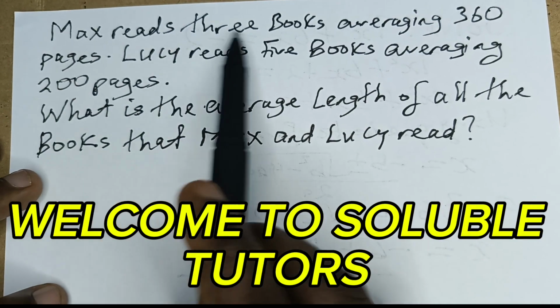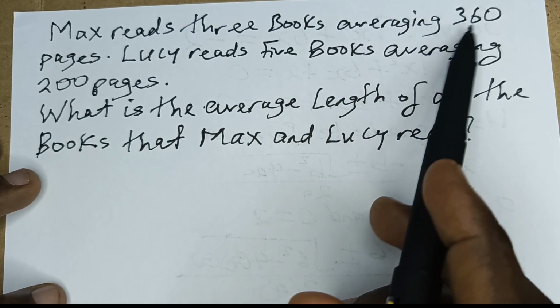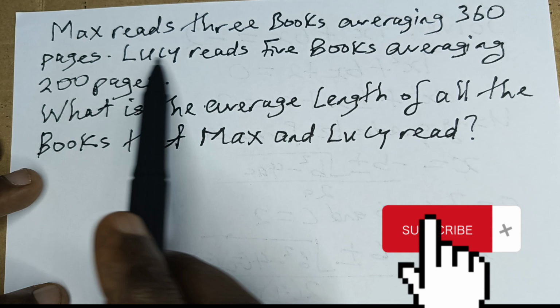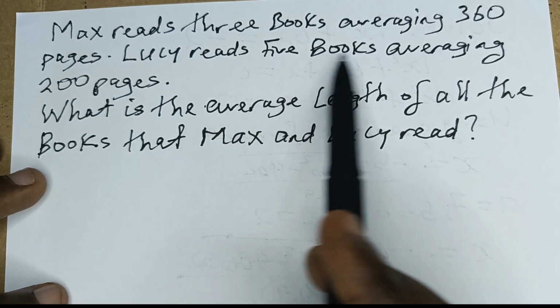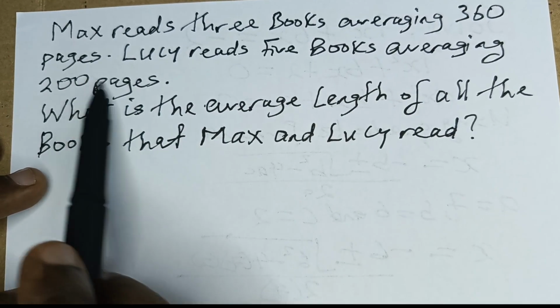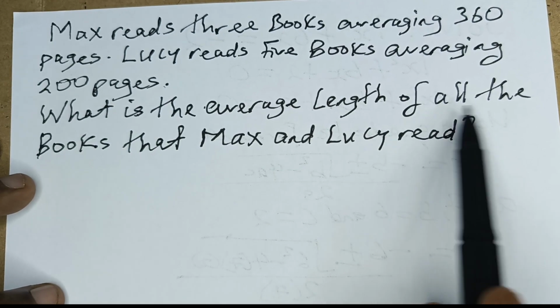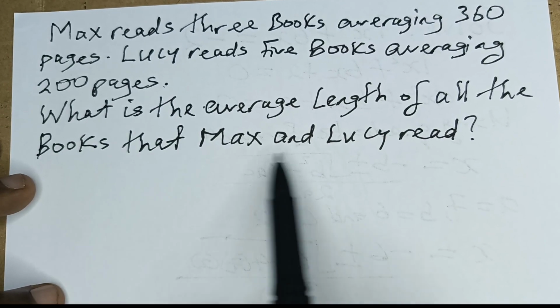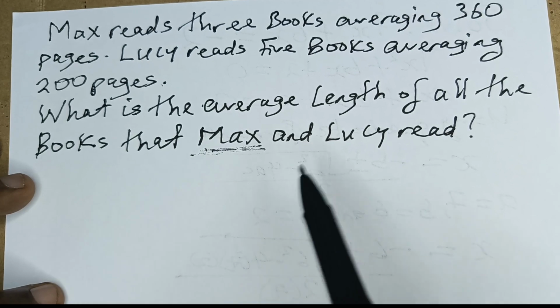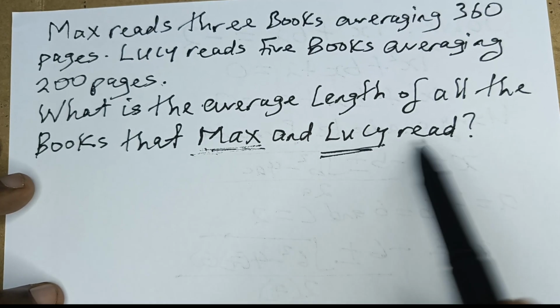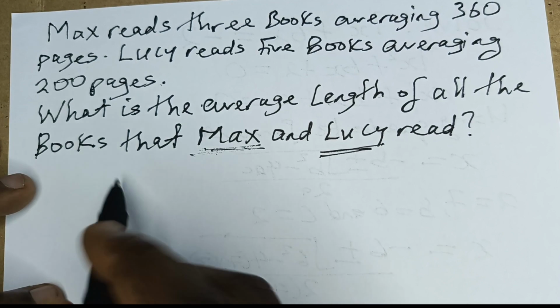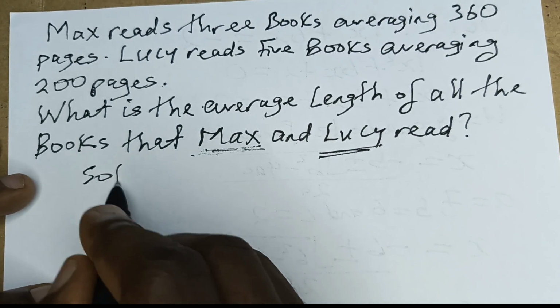We are to solve this question. Max reads 3 books, averaging 360 pages. Lucy reads 5 books, averaging 200 pages. What is the average length of all the books that Max and Lucy read? Let's solve this. Now, solution.